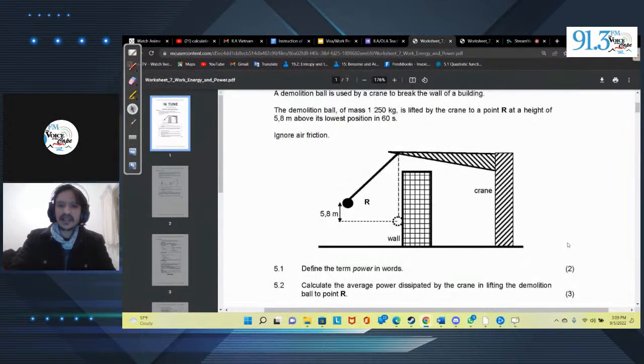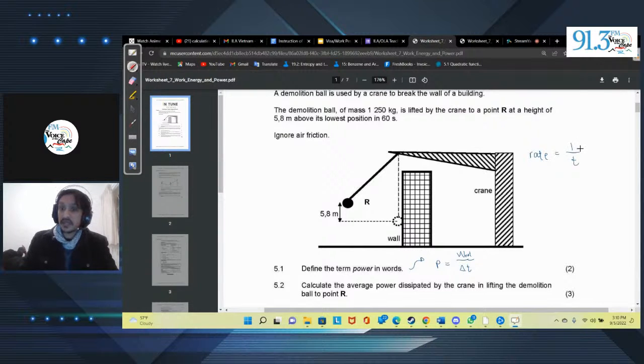First, they ask us to define the term power in words. Well, this is fairly simple, right? All you need to do is look at the equation for power, and that is just that power is equal to work, right? It's net work over the change in time, right? And just by this equation, we can state that power is therefore the rate, because anything that's over time is called a rate, right?